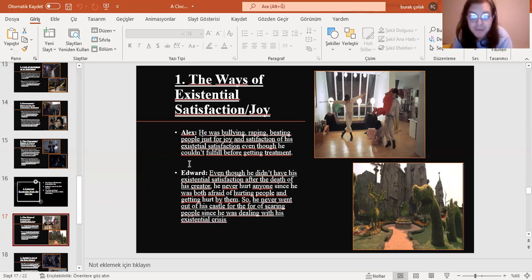Edward, when we look at him, even though he didn't have any existential satisfaction after the death of his creator, never hurt anyone else. He was different from Alex. He didn't choose any violent ways. So he never went out of his castle to scare people, since he was dealing with his existential crisis.